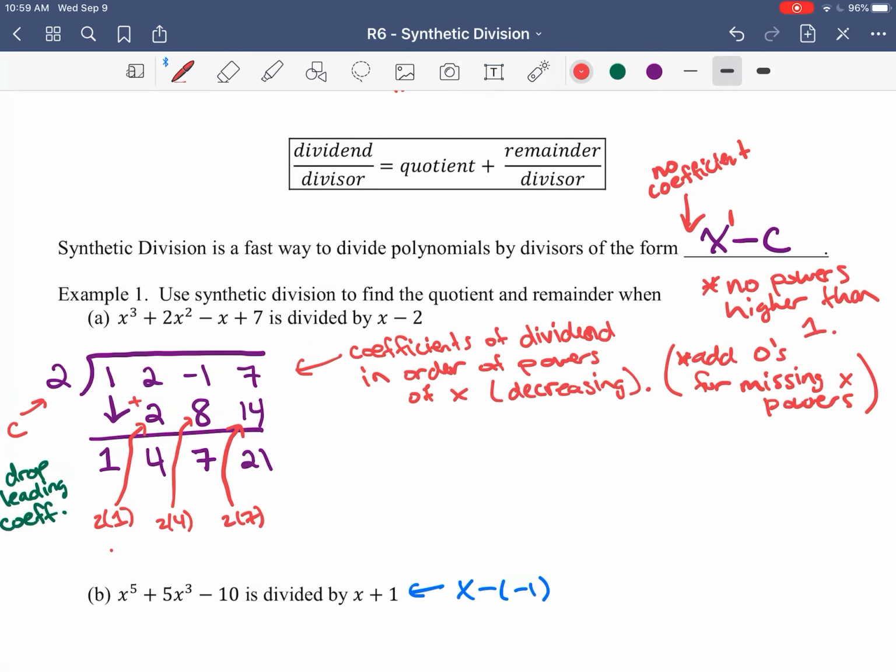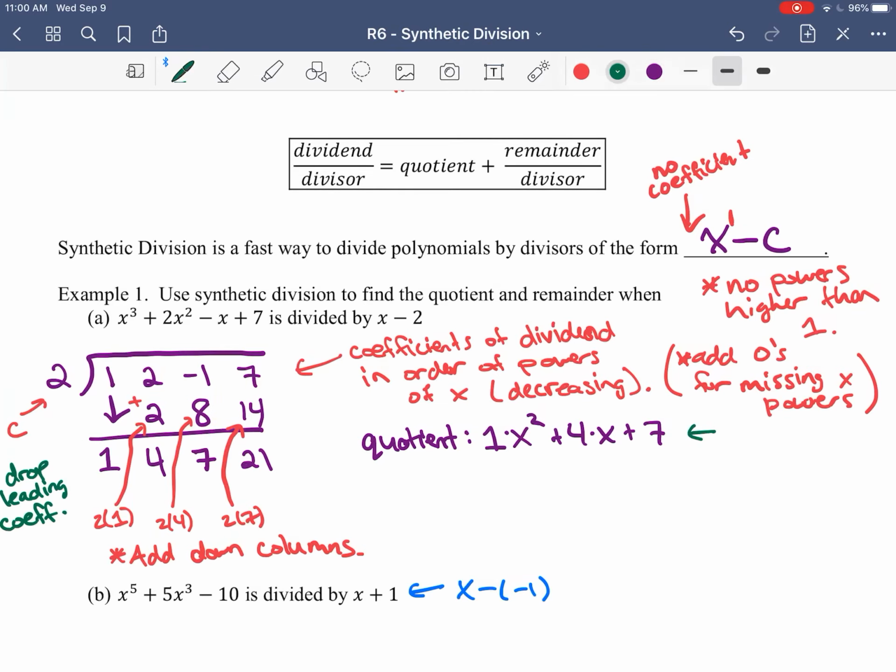Okay, so let's just make a note. So you add down the columns, and then you just stop when you get to the end. Now, for your quotient, you use all the terms except the last one down here. The degree is going to be 1 less than it was here. So because we had a cube, the 3 power was the highest, the quotient is going to have a 2 power, and these are our coefficients. So it's going to be 1 times x squared plus 4 times x plus 7.